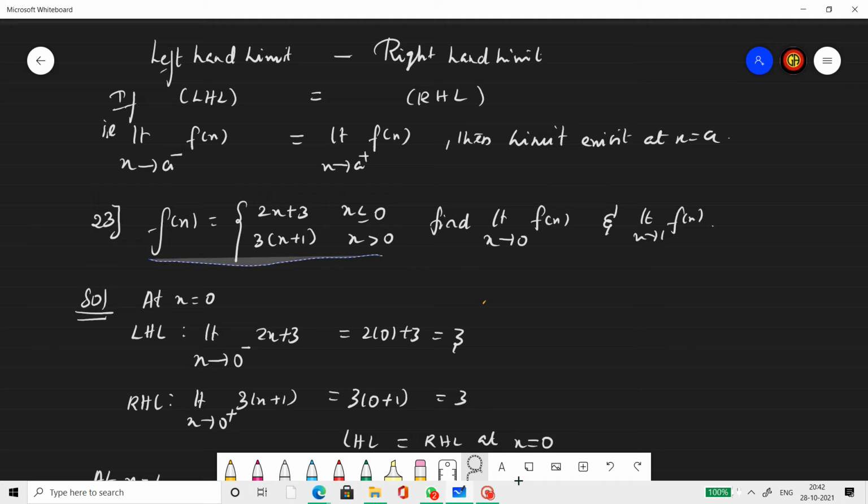Look at this question very carefully. The question is defined for 0, which means 0 is considered as a critical point here. So when you take a value 0 or below 0, the function is 2x plus 3. That means the y value will be 2 times x value plus 3. And when you take an x value that is above 0, the y value is 3 times x plus 1.